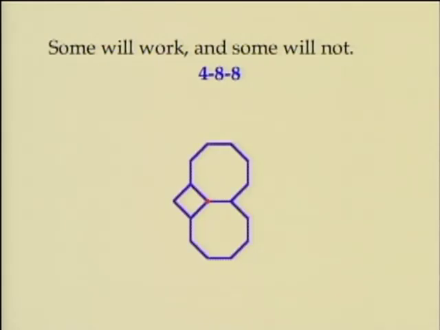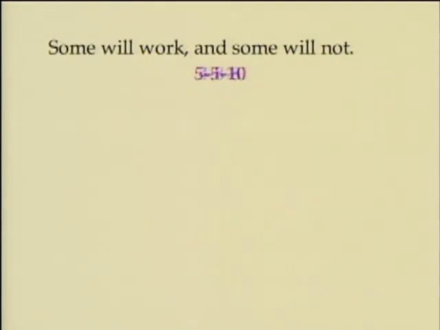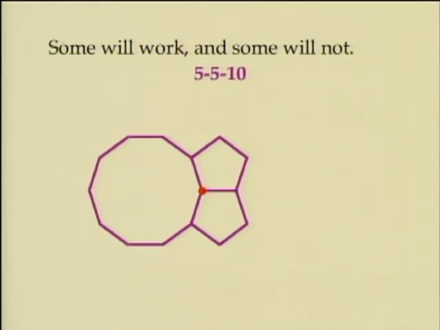The 4, 8, 8 will work. Here's a square with 2 octagons, and I want this same pattern at each corner. Well, I can extend that, and I think it's pretty obvious that you can extend that. Just keep doing that, and you've got the same mixture of polygons at every corner. However, something like 5, 5, 10, here's a polygon and a 10-sided polygon.